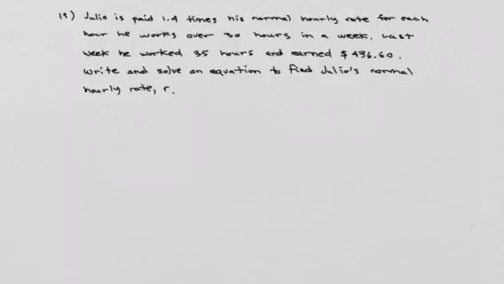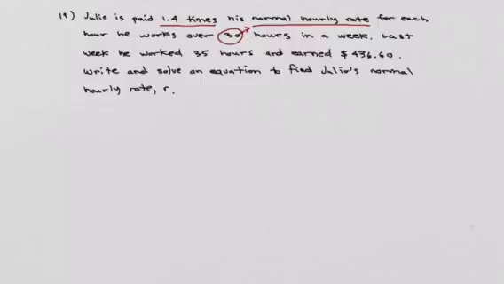We are told that he has a normal hourly rate, and he also gets paid a different rate, which is his overtime rate, which is 1.4 times that. Now, the normal hourly rate happens in the first 30 hours. So he gets paid his normal hourly rate for the first 30 hours. After that 30 hours, that's where he gets paid his overtime rate of 1.4 times.